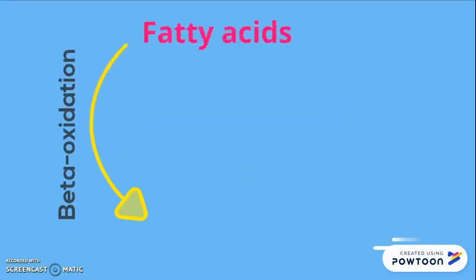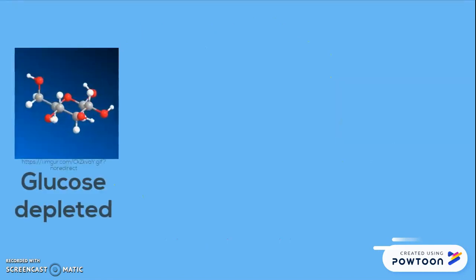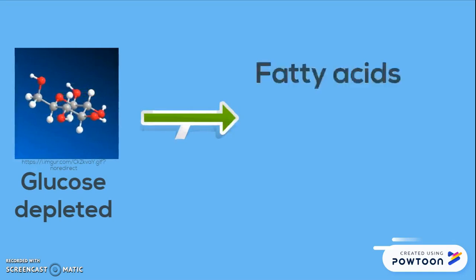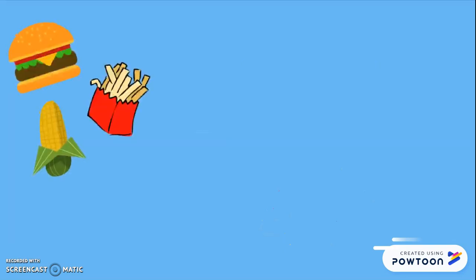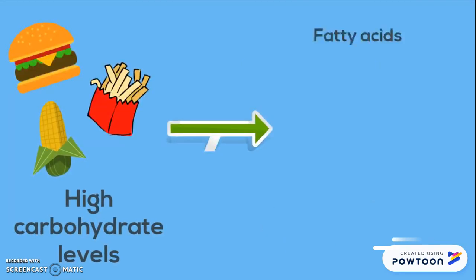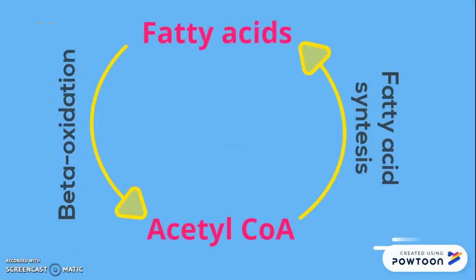Beta oxidation, which is the process of breaking down fatty acids, and the synthesis of fatty acids are crucial metabolic processes and play many important roles in our body. When glucose is depleted, the body will start breaking down lipid molecules, specifically fatty acids, as an alternative pathway to produce energy. Meanwhile, when the carbohydrate levels are high, the fatty acid synthesis pathway is triggered to store the excess amount as fats. Beta oxidation and fatty acid synthesis seem to be the reversible reaction of one another, but they are separate pathways because each pathway uses different types of enzymes.